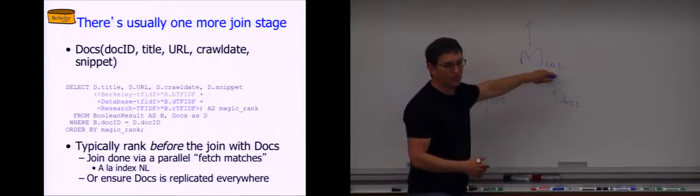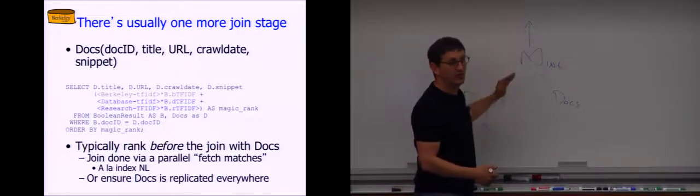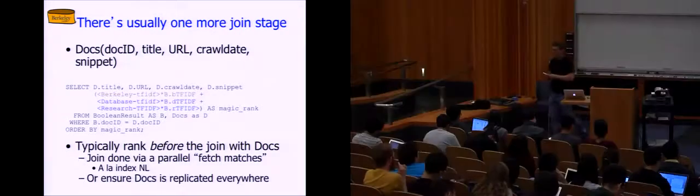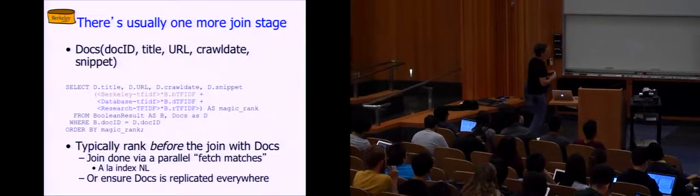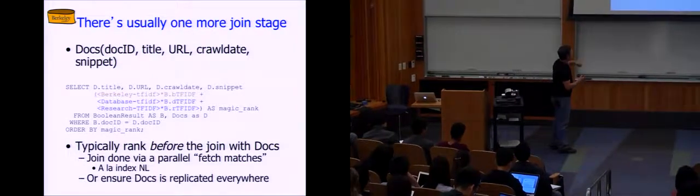If you did a sort merge join, you'd have to sort the docs table first, which would be terrible, right? So you want a streaming join algorithm like index nested loops here that can lazily evaluate more answers as the user paginates through the answer set. Make sense? Okay. So you rank before the join with docs, and then the docs is essentially index nested loops join.